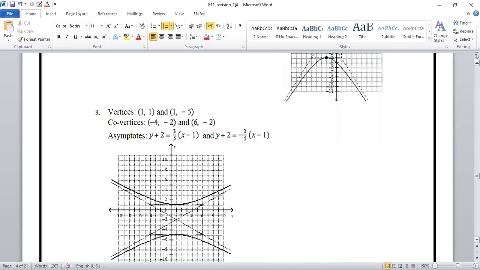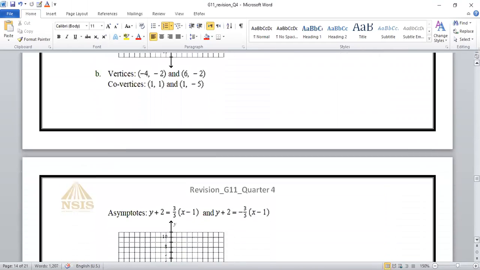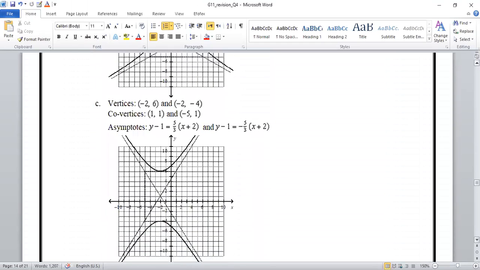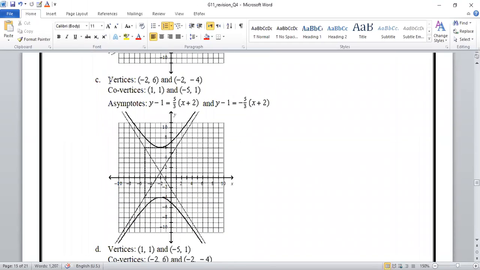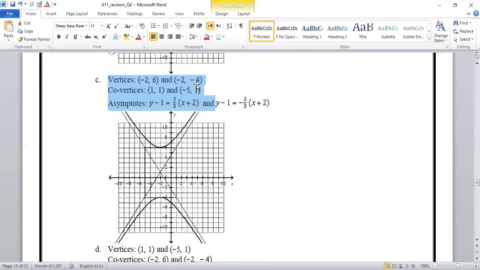So the true answer will be number C. The vertices are (-2, 6) and (-2, -4), the co-vertices are (1, 1) and (-5, 1), and the asymptotes are y minus 1 equals 5 over 3 (x plus 2) and y minus 1 equals -5 over 3 (x plus 2). So the true answer is number C.